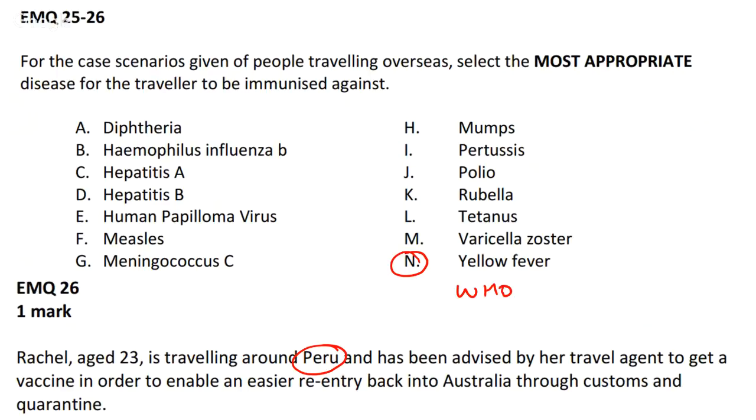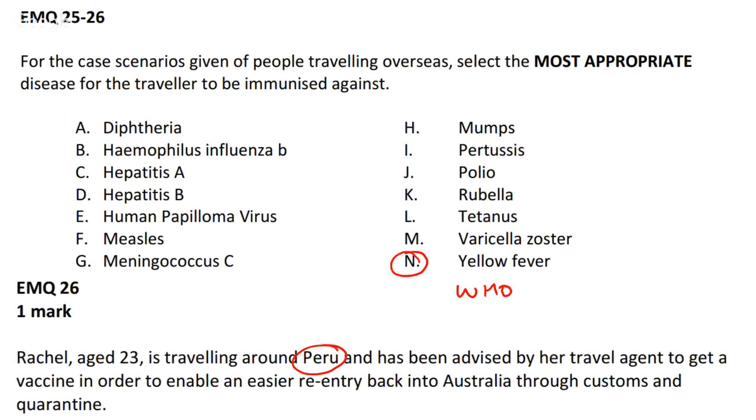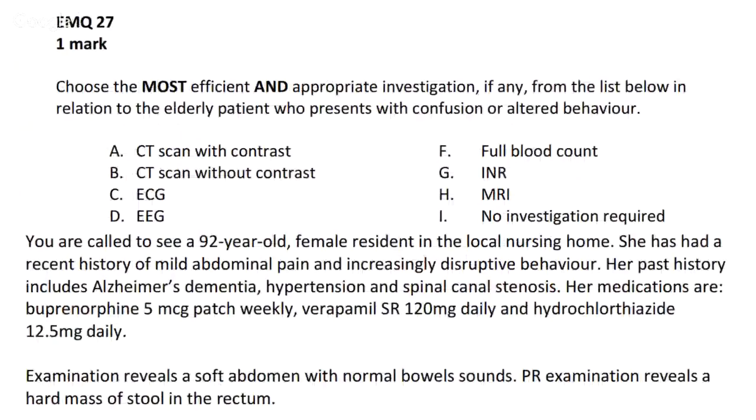Sorry, Africa, Latin America, and Asia was for typhoid. Yellow fever is for South America. Oh, it is Latin America? Okay, so South America plus Africa again. Is Latin America more middle?